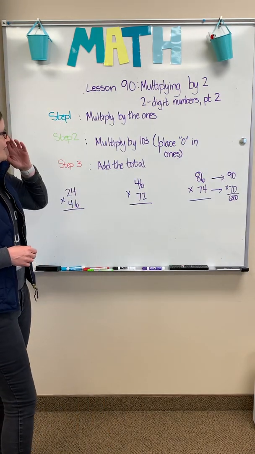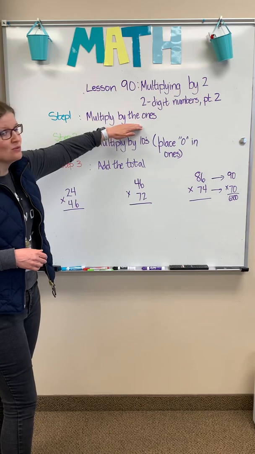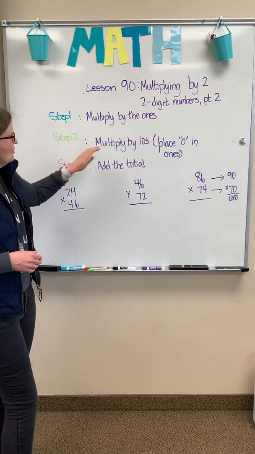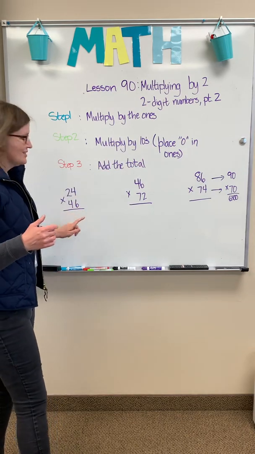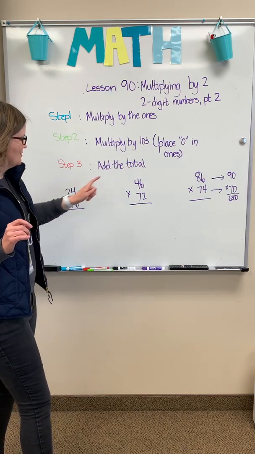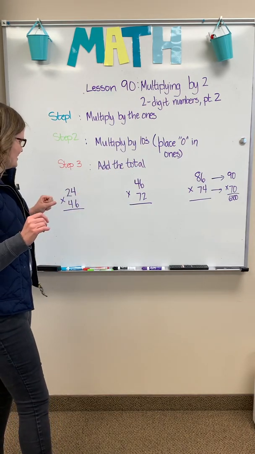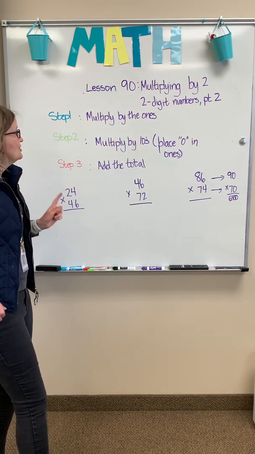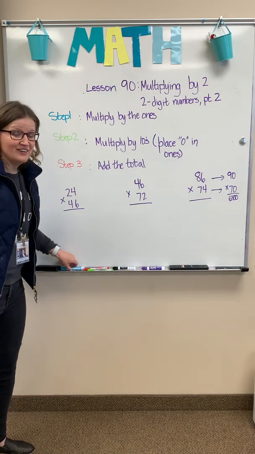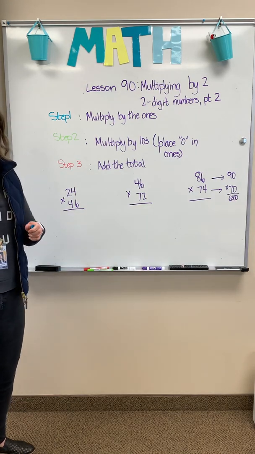Our step 1 is we multiply by the ones. Step 2, we multiply by the tens, and not to forget, we place a little 0 in the ones place. And then step 3, we add the total. I'm going to use my colored markers to kind of show you the process with my steps.